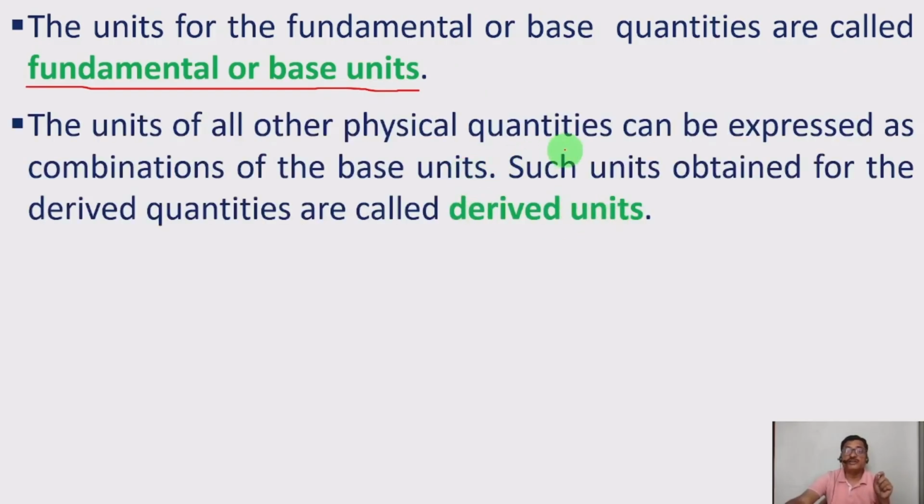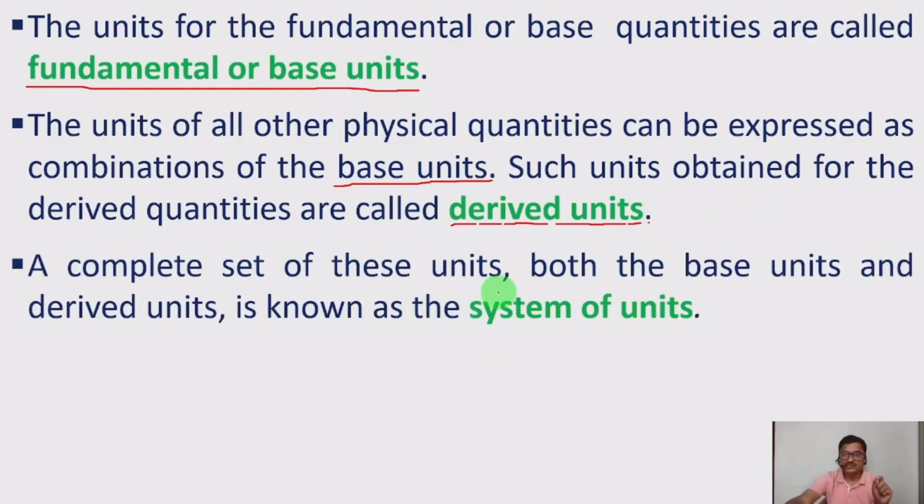The units of all other physical quantities can be expressed as combinations of base units. We can also take combinations of units for other physical quantities. The units obtained for such derived quantities are called derived units. Later we'll discuss what combinations of base units we take and how those are considered as derived units.